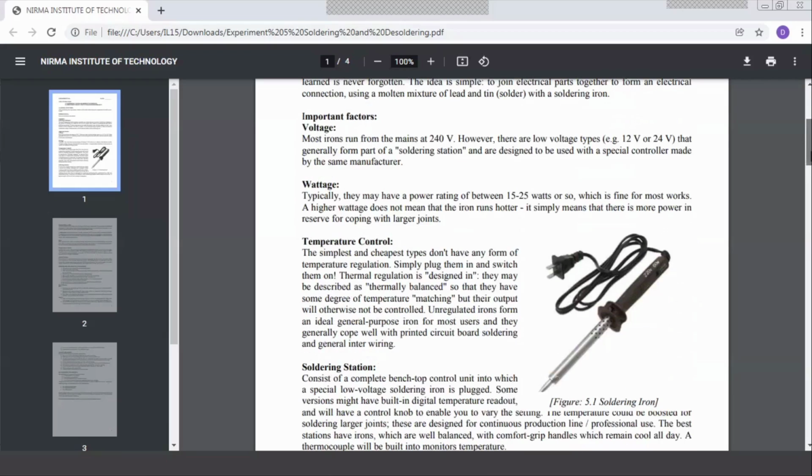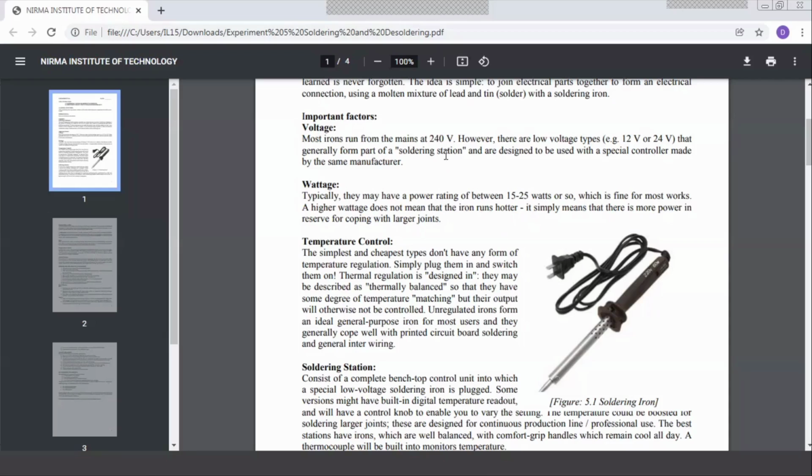Now there are a few important factors of this soldering iron: the voltage, the wattage, and the temperature control. So what is the voltage factor? Most soldering irons run from the mains supply, that is the 240 volt single phase supply coming to the switchboard. We can run our soldering iron through this supply.